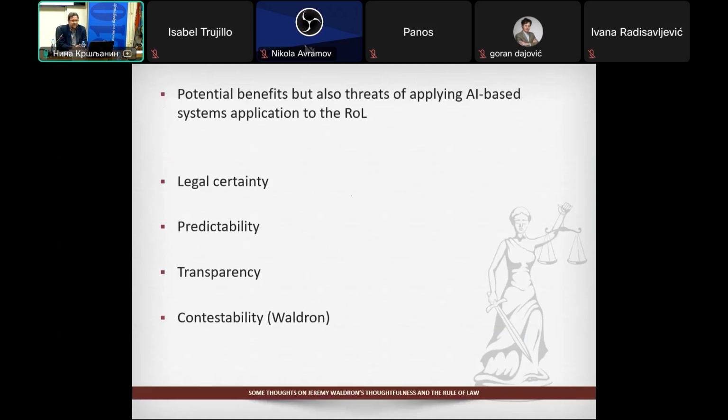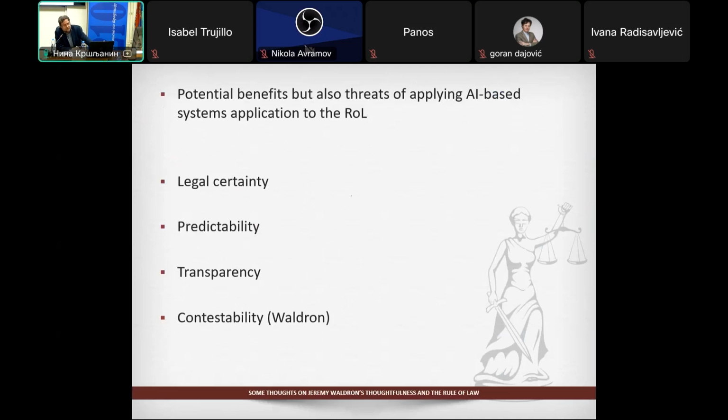So, to make a connection to Jeremy Waldron's understanding of the rule of law, there are many potential benefits of the application of AI-based systems, and many authors write about the contribution of AI-based systems to the impartiality of legal decision making. It will secure more legal certainty, more predictability, but there are also many problems related to predictability, especially when we talk about machine learning, and transparency, because most of these systems are non-transparent, which is also addressed in the recently adopted European Union AI Act.